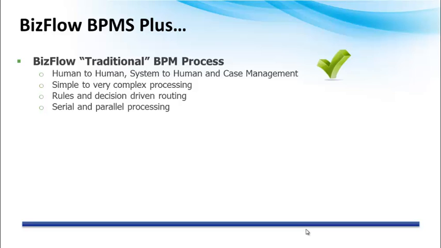Very simple to very complex types of processing, rules and decision-driven routing. Again, I showed you where there's various diamond points in the process where you're making, or the process is making, decisions about which way to route work based on characteristics of the application itself and the data that's being captured. And in traditional BizFlow applications, you can do both serial and or parallel types of processing.